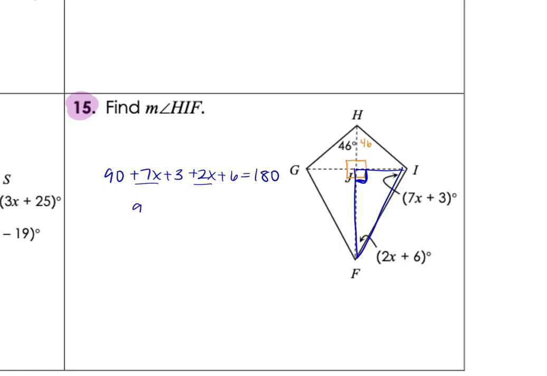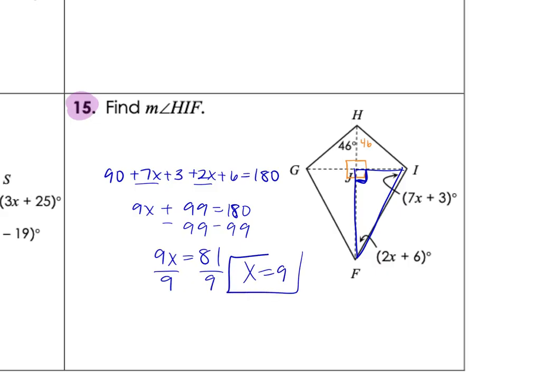Let's see what we get. 9x plus 99 equals 180. Take away the 99. So 9x equals 81, and then you're going to divide by 9. So x is 9. Okay.